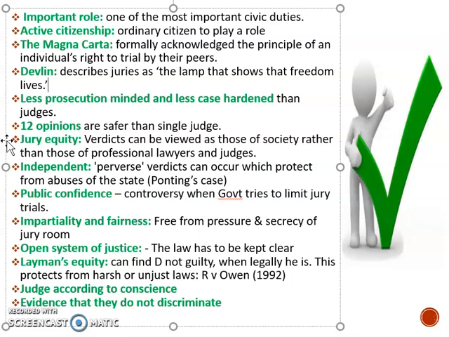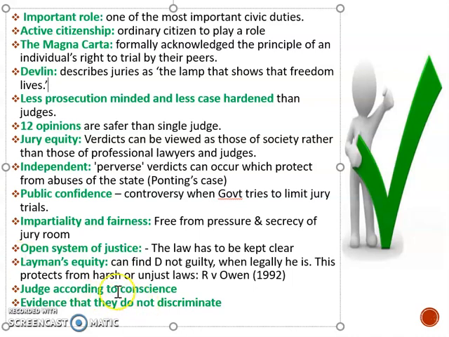And the fact that we saw last time that juries are independent, their decisions cannot be challenged, that's really important because it allows perverse verdicts to occur. And a perverse verdict is where a jury makes a decision that seems to go against the evidence, which I know might sound like a disadvantage, but actually it can protect from abuses of the state. So if, for example, the state did create a law that a jury felt was wrong, it can choose to ignore the law, if you like, and do what it thinks is right in that case.